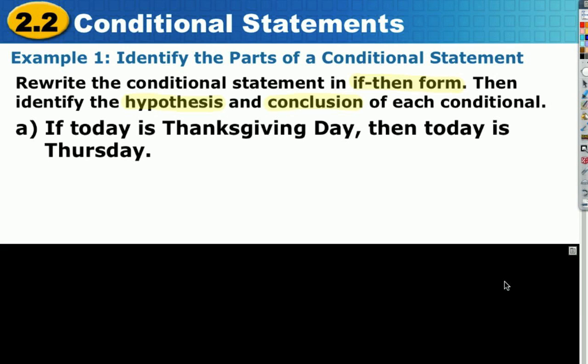The given statement is, if today is Thanksgiving Day, then today is Thursday. That is the given statement. We would like to rewrite it in if-then form. You may have no idea what I'm talking about, but let's go ahead and give it a shot. I'm going to go to the equity bars right off the bat. And let's go to number 7. Number 7. What would that be in if-then form?